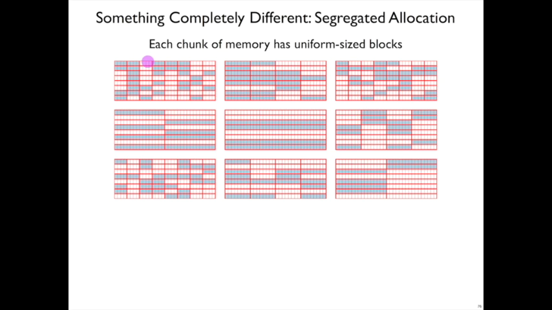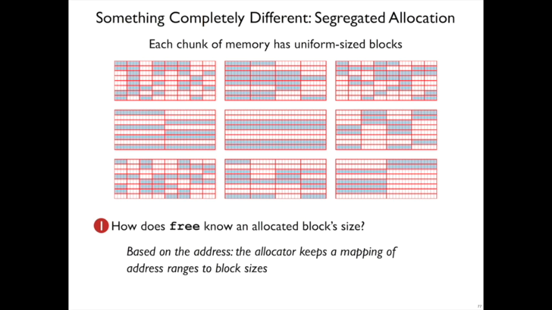And you just have to keep an array of pages or page chunks for each size, maybe every power of 2 as I've shown in this diagram. So this kind of allocator would answer the questions that we set out at the beginning quite differently.